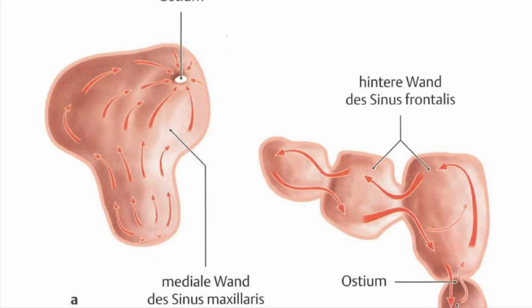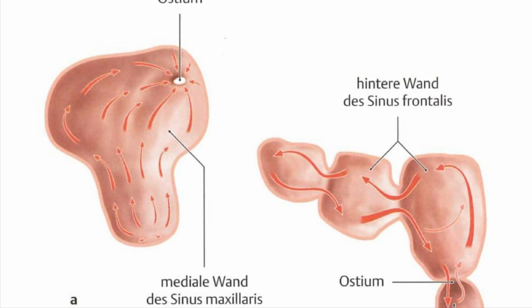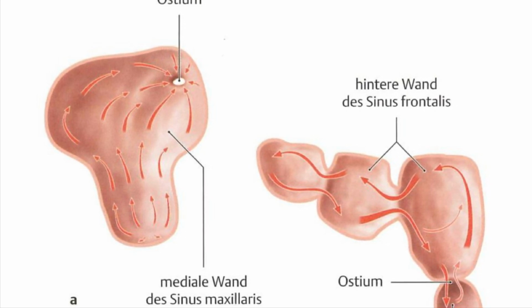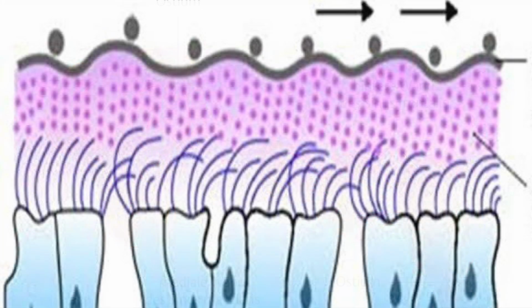And rest of the other sinuses like maxillary, ethmoid, and sphenoid sinuses flows outwards. All ciliary beat toward the natural ostium in the rest of the sinuses. So frontal sinus has inward flow.